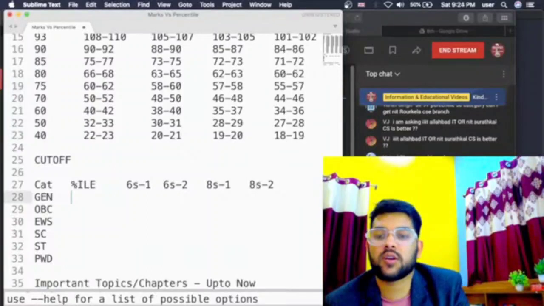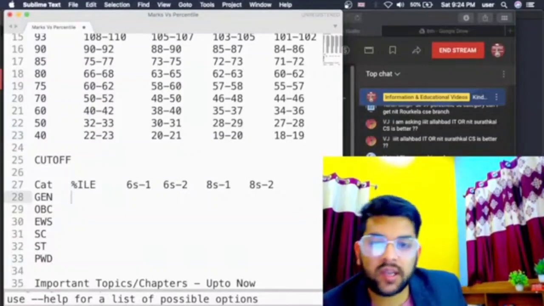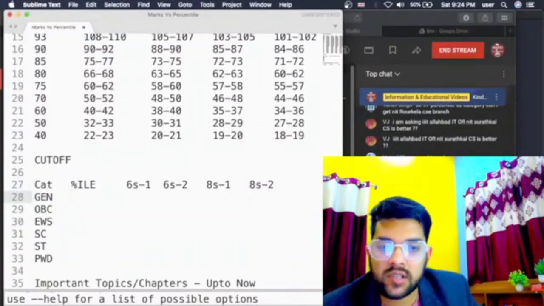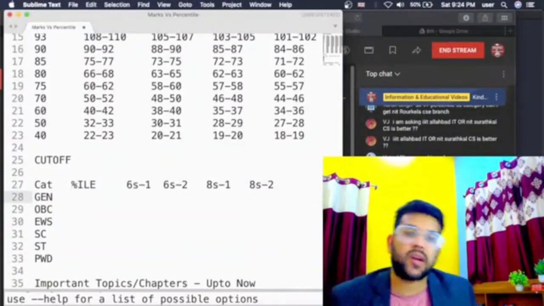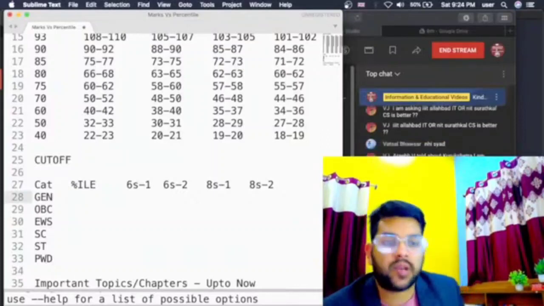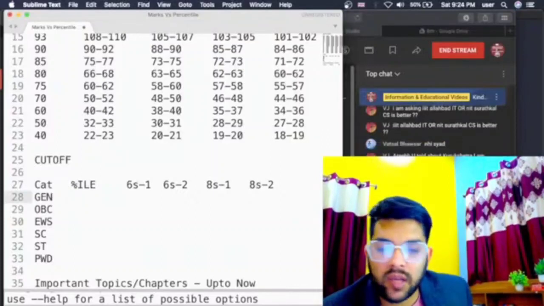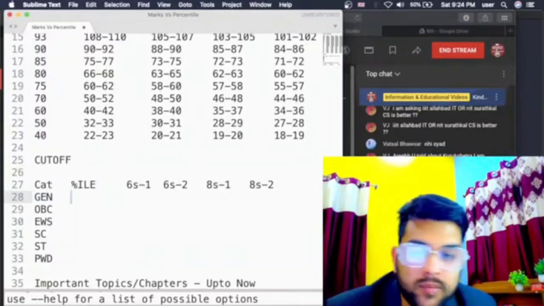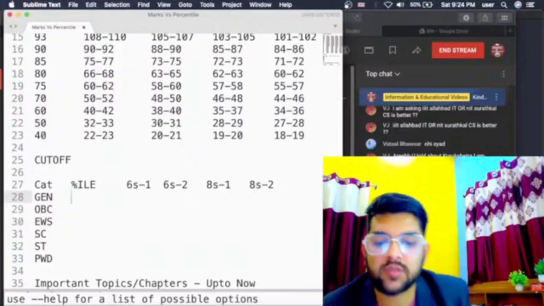Let's come to the cutoff now. Percentile, you also know, will remain the same for all the shifts, but marks will change. I am repeating it again because many people ask what will be the percentile for my shift. Cutoff will remain the same, it depends on the type of paper, that is how much marks you need to have.